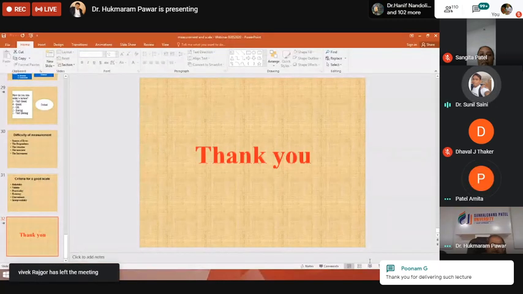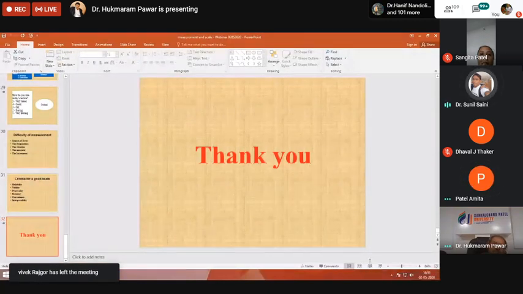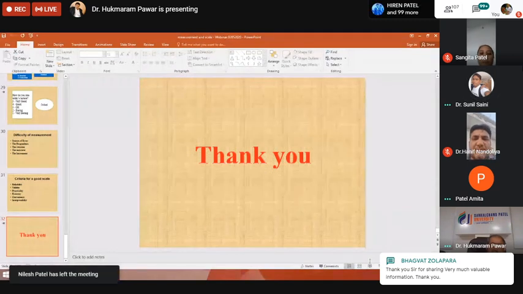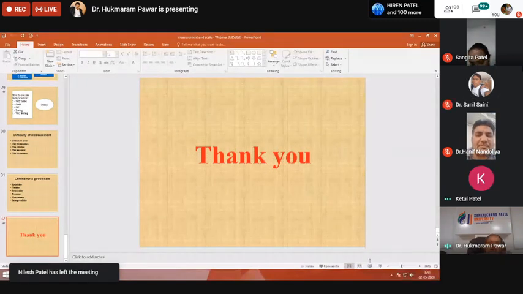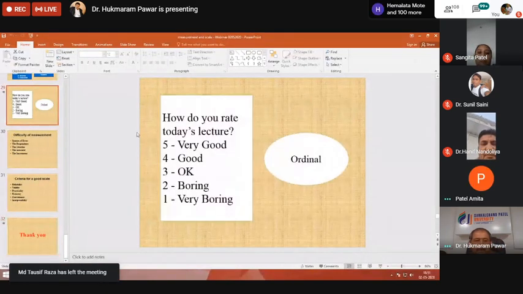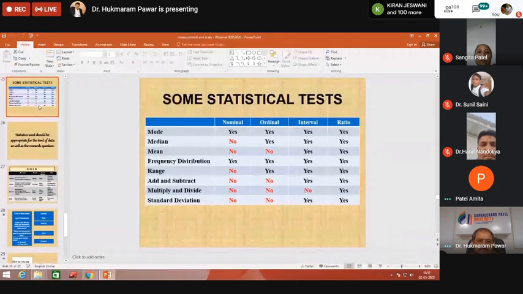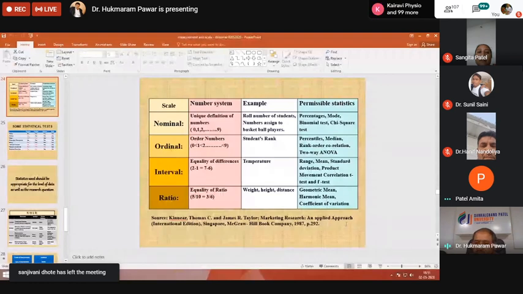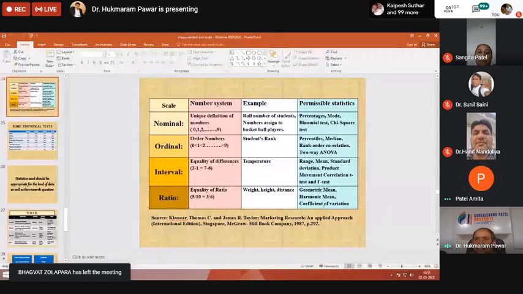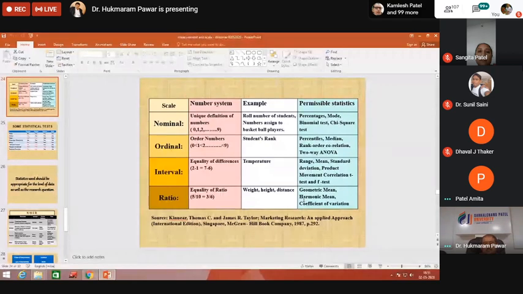So if we have ratio kind of data, what preference should we give? In ratio kind of data, the preference is normally given as I explained in the table. You can use the geometric mean, harmonic mean, and mean based calculations or mean based tests, and the coefficient of variation. Okay, sir. Thank you, sir.